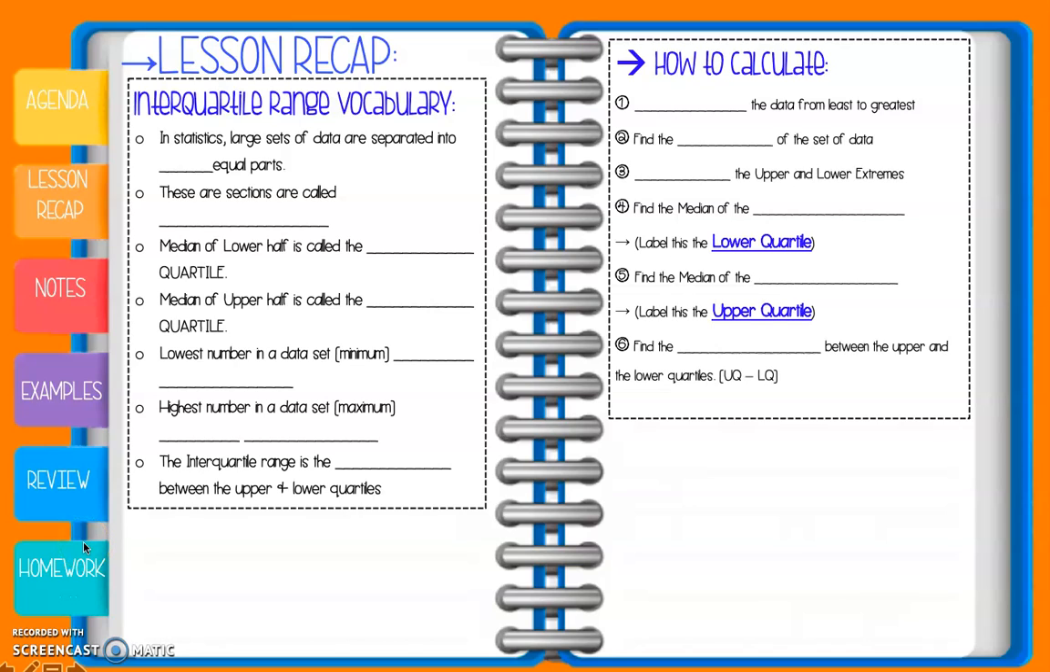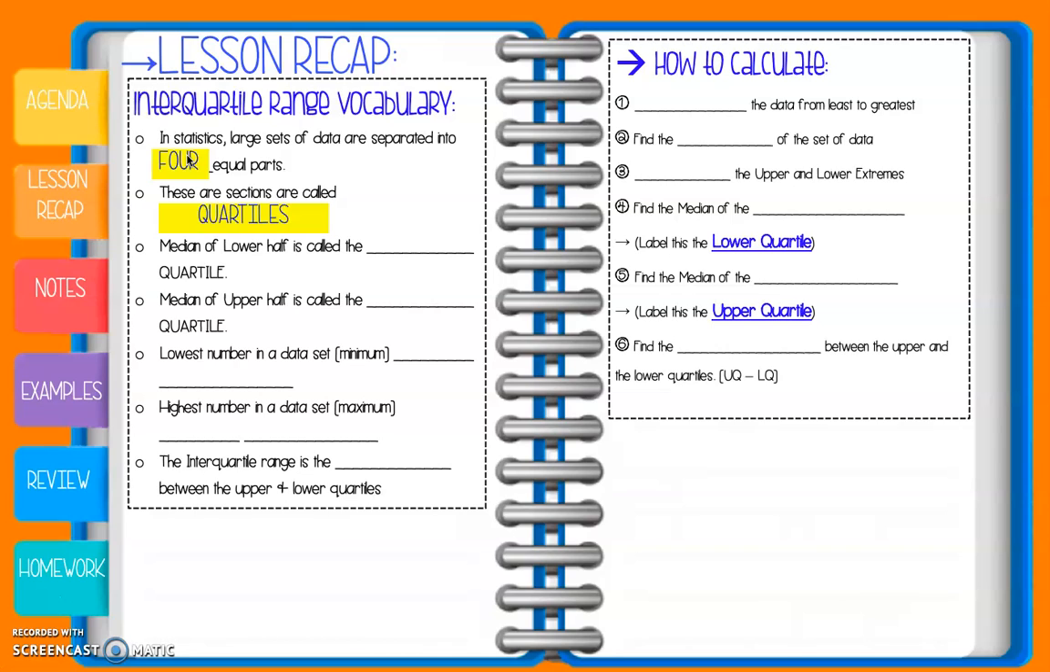All right, guys, so today in class we talked about interquartile range. So first off, let's do some vocabulary. When we're dealing with statistics, large sets of data are separated into 4 equal parts. We call those 4 equal parts quartiles. If you remember, we talked about in class, the prefix quart means 4. So when we're breaking them into 4 sections, that's called a quartile.